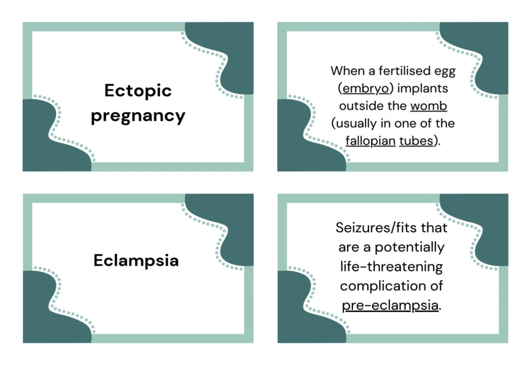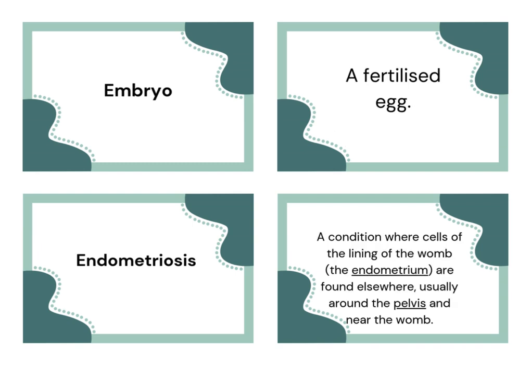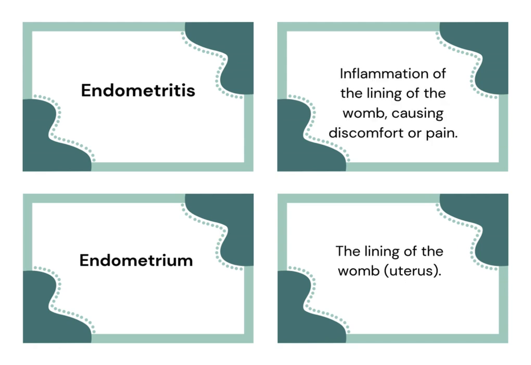Ectopic pregnancy, when a fertilized egg, embryo, implants outside the womb, usually in one of the fallopian tubes. Eclampsia, seizures, fits that are a potentially life-threatening complication of preeclampsia. Embryo, a fertilized egg. Endometriosis, a condition where cells of the lining of the womb, the endometrium, are found elsewhere, usually around the pelvis and near the womb. Endometritis, inflammation of the lining of the womb, causing discomfort or pain. Endometrium, the lining of the womb, uterus.